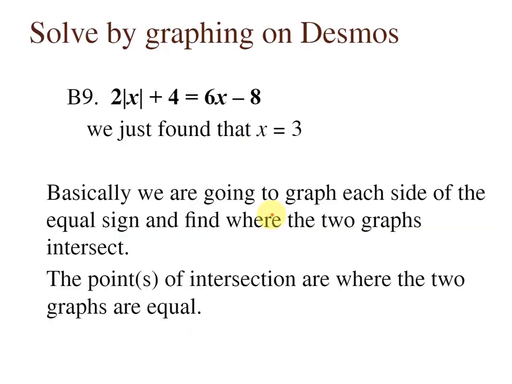Now let's take a look at solving by using Desmos or graphing. We just found that the answer to this equation is x equals 3. So what we're going to do when we're solving by graphing is basically graph each side of the equation and then find out where they intersect or are equal to each other. So let's take a look at that.